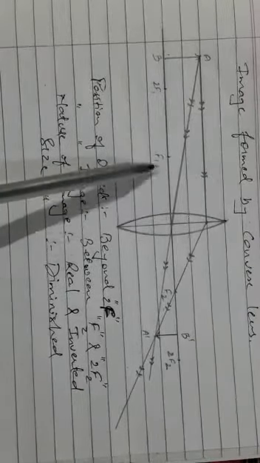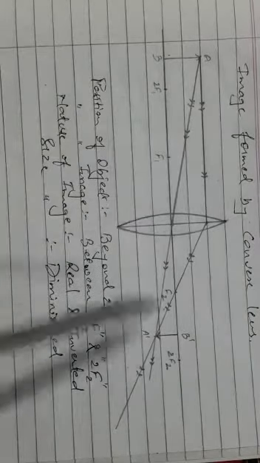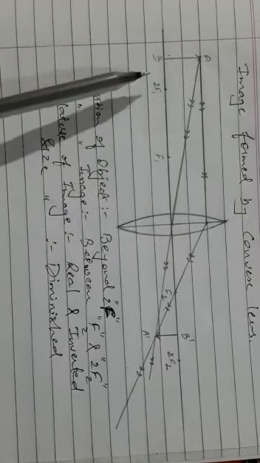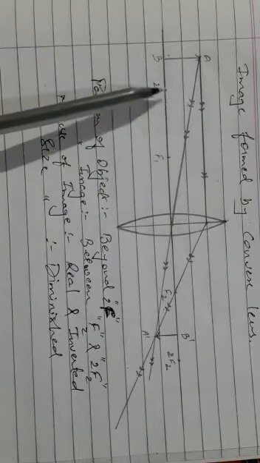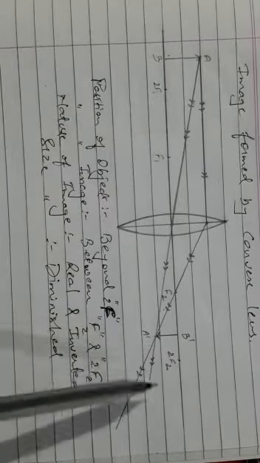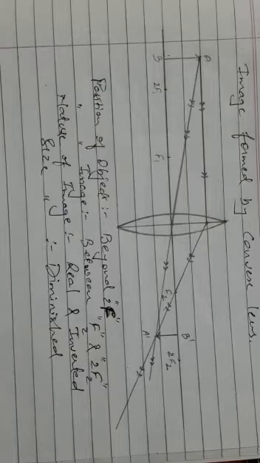Take 3 centimeter from here, 3 centimeter from here. In the same way, 3 centimeter, draw a perpendicular line, 3 above, 3 below, and this time in the first case we have taken it beyond 2f. Here you can take on 2f also, so you will get an image on 2f on this side, and you will get an exact image.